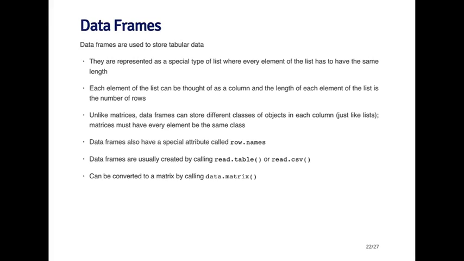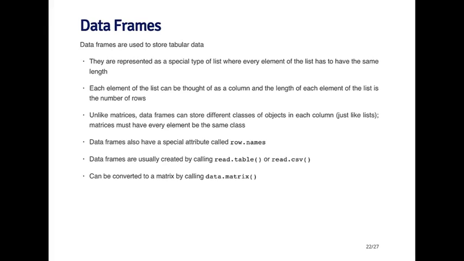Data frames also have some special attributes. The first special attribute is called a row name. Every row of a data frame has a name, and this can be useful for annotating the data. For example, each row might represent a subject enrolled in a study, and then the row names would be the subject ID, for example.